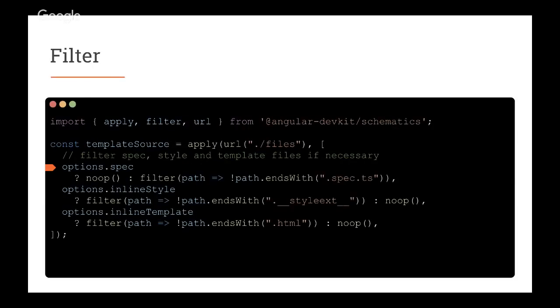I'm not going to dive through everything here, but basically we're using two functions: a no-op function and a filter function. All that's going to do is allow us to say, if you said that you want a spec file, then just don't do anything, so just no-op. Otherwise, let's go ahead and run the filter function. And then for each file, give that path. As long as the path doesn't end with spec.ts, it'll get included, right? And we're going to do the same thing with the style sheet and with the template.